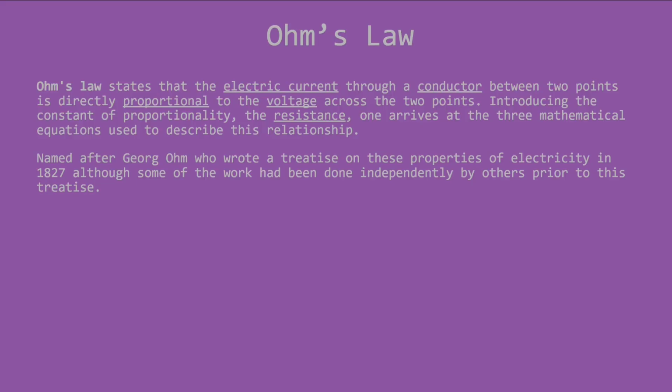Okay, this takes us to Ohm's law, which basically states that electric current through a conductor between 2 points is directly proportional to the voltage across those 2 points. Thanks to the constant of proportionality, if you know volts and current, then you'll be able to figure out the resistance of the circuit. Named after George Ohm, whose name is a unit of measurement for resistance. He wrote a treatise on these properties in 1827, although this work was partially based on other scientists who figured out parts of this earlier. And these concepts were also arrived at independently at about the same time by others.